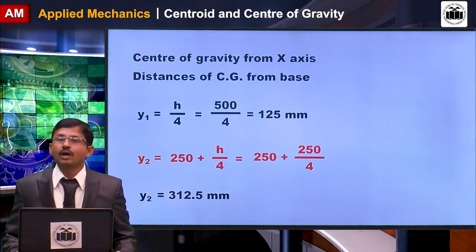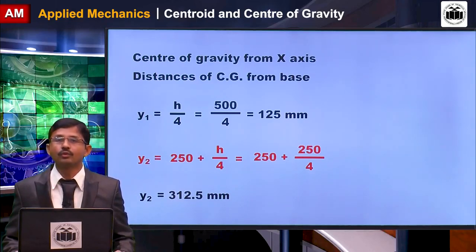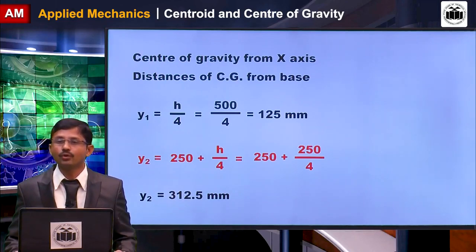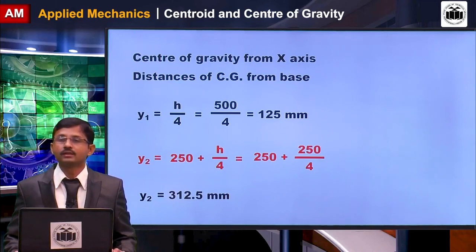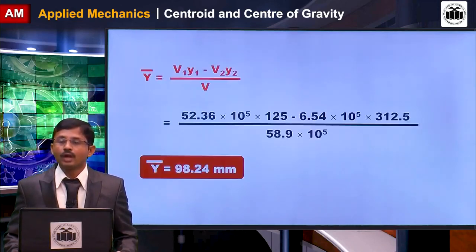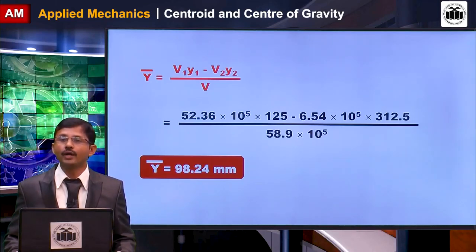Now you have to calculate the center of gravity from the x-axis. So first you calculate y1 as h by 4 for the bigger cone, and y2 for the smaller cone. So for the smaller cone, 250 plus h by 4, where h is the height of the smaller cone. So you will get y2 as 312.5 mm. After this you have to calculate the y bar. This is a cutout section, hence the equation will become (V1 y1 minus V2 y2) divided by total volume. So you will get y bar as 98.24 mm.